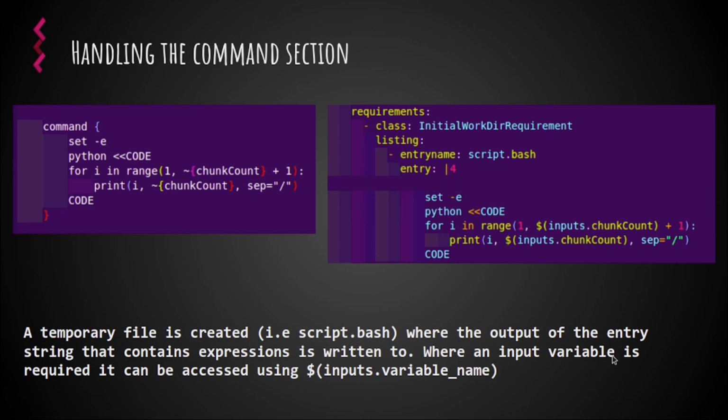The command can have strings and placeholders. These placeholders can have expressions which could be declarations or functions. When these placeholders are handled, a valid CWL expression is returned as an entry in listing under requirements. During execution, a temporary file is created where the output of the entry is written to. These are just the quick examples that I can talk about in this presentation.